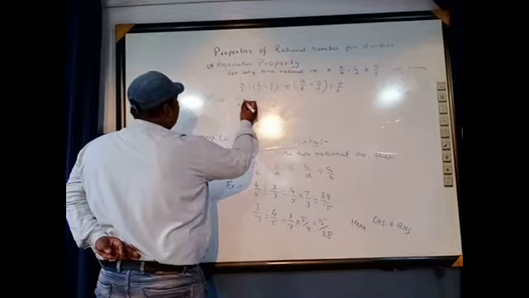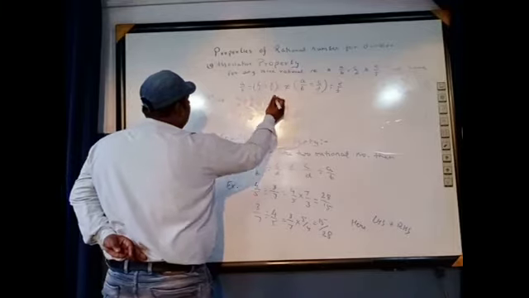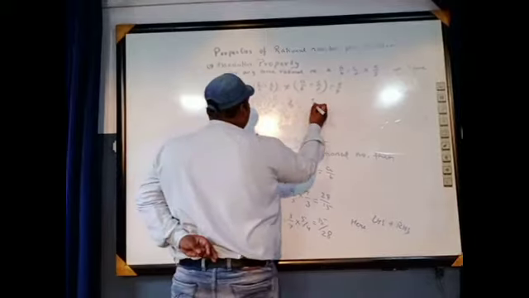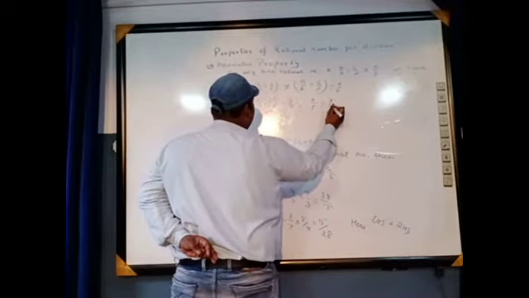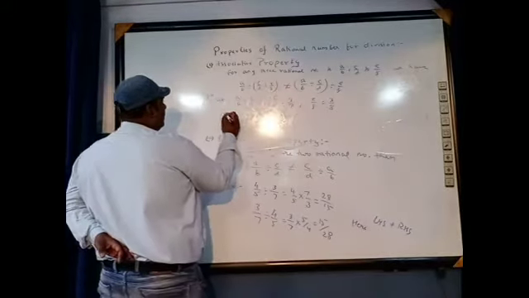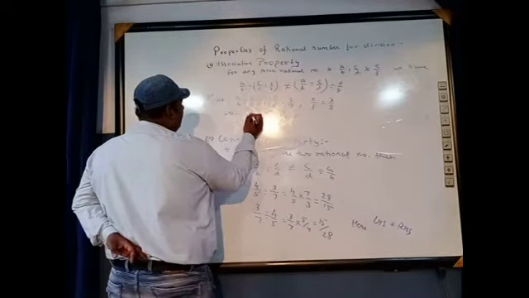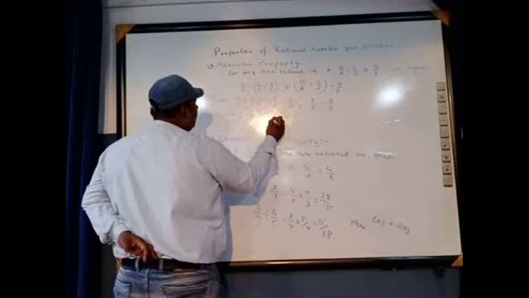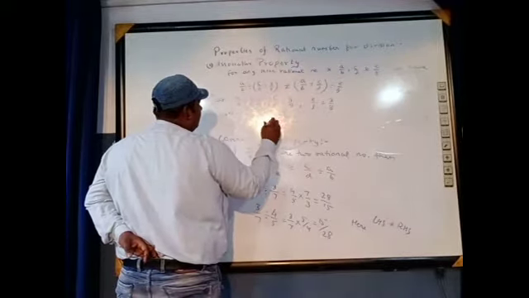We have taken a by b 4 by 5, c by d 3 by 7, e by f 3 by 8. Now look here. LHS we have a by b divided c by d divided e by f in bracket.